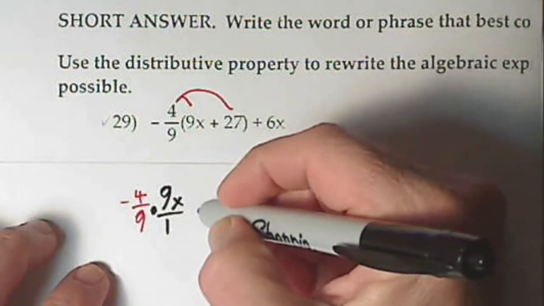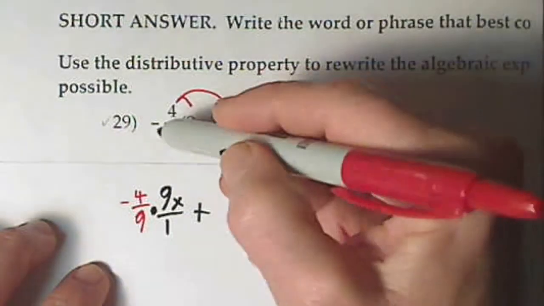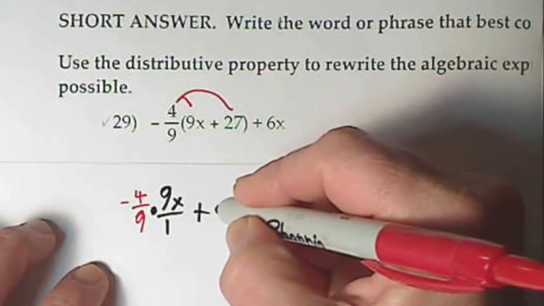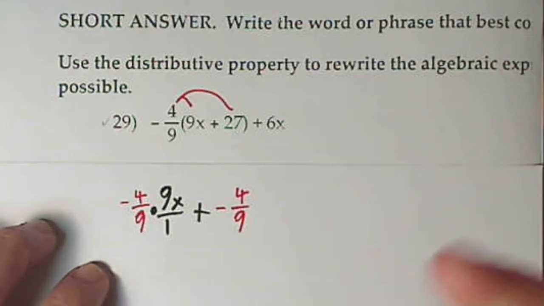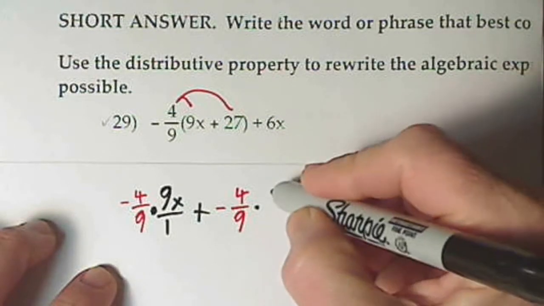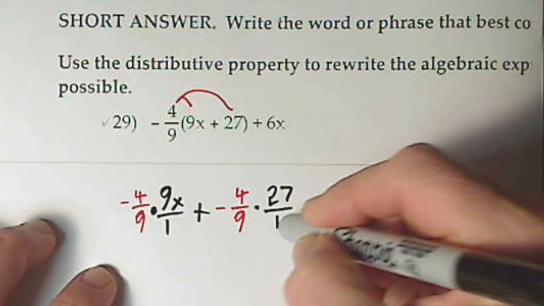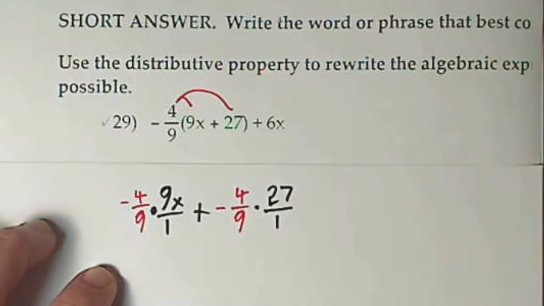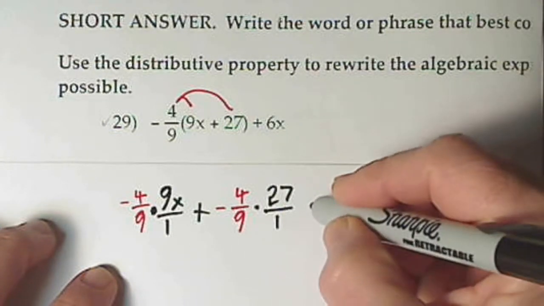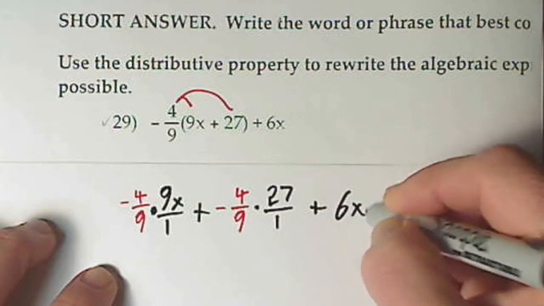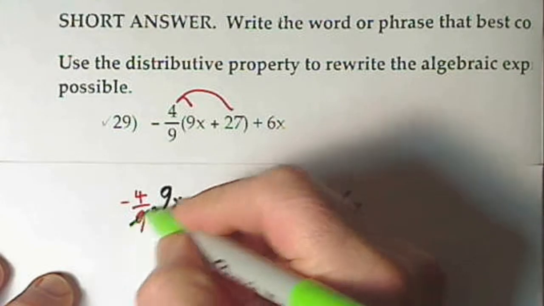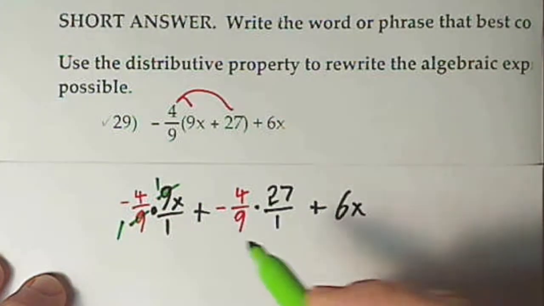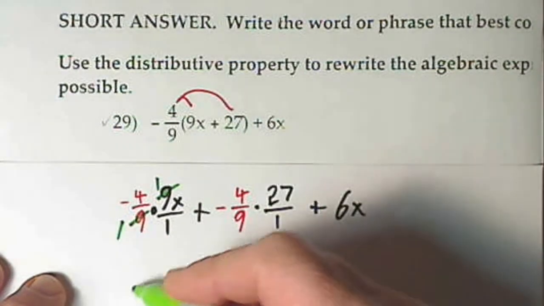Then here's the plus sign. Then this -4/9 times your 27. -4/9 times 27 over 1. Again, if I have a fraction, I'd like to have all fractions. And then finally, this plus 6x just comes down. I think you'll see these clean up. I believe they chose it carefully. 9 goes into 9 once, 9 goes into 9 once. So you have -4x.